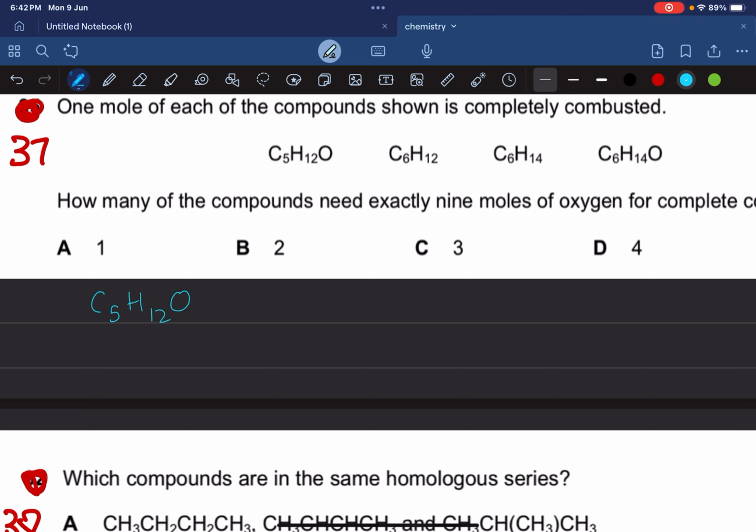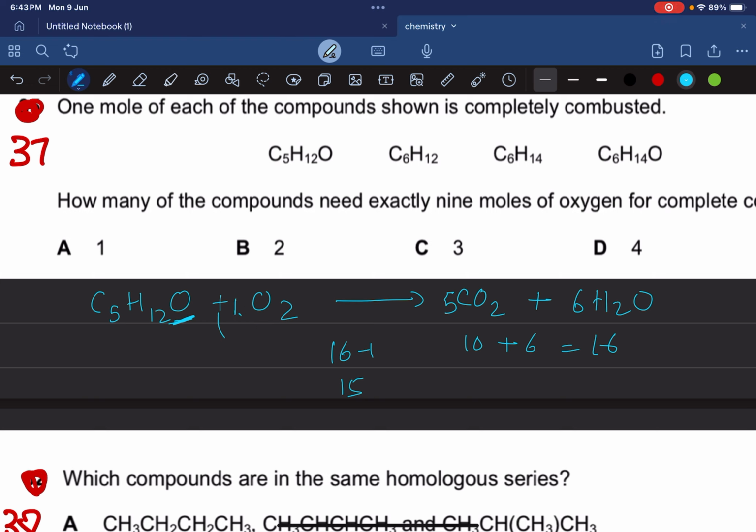C5H12 plus O2 gives me carbon dioxide and water. I have to balance it out. Because it's 5 carbons here, I put a 5 here. Because it's 12 hydrogens, I put a 6 here. How many oxygens do I get? 5 times 2 is 10, 10 plus 6, that's going to be 16. And 1 oxygen is already here, so 16 minus 1, I need 15. And I cannot write a 15 here, so I write 15 upon 2, which is 7.5.